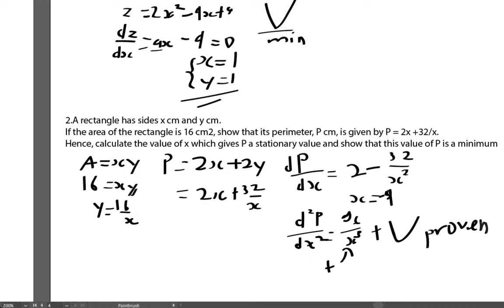And we figured out that x equals 4 to solve this problem. Good.